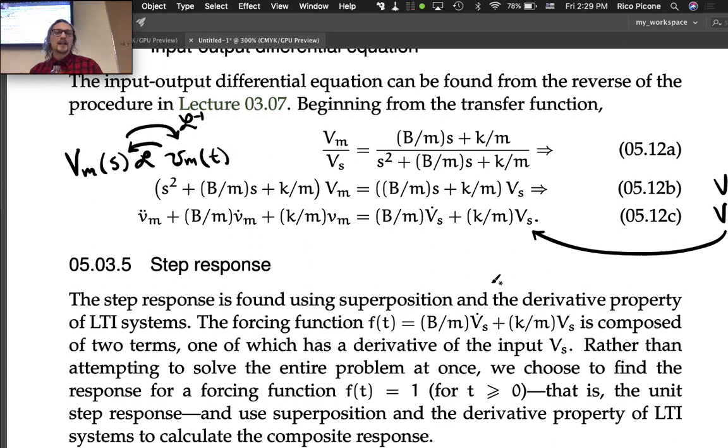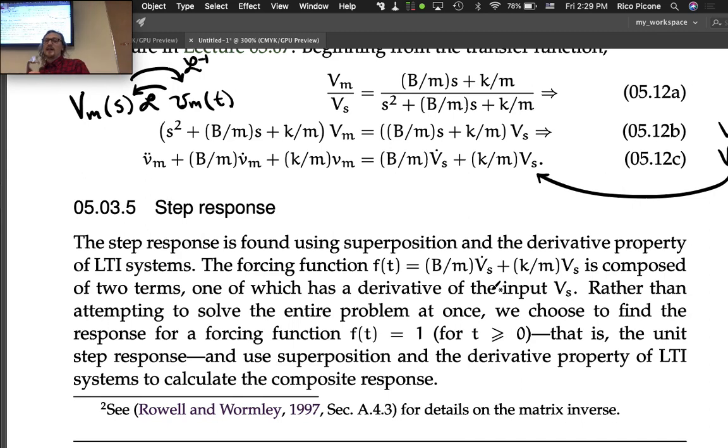Okay, so now we're ready to look at the step response. So we've got the input-output differential equation. The step response is found using superposition and the derivative property of LTI systems. This is the stuff we learned in the preceding, well, this is from 5.1, actually, superposition and the derivative property. So the forcing function is the right-hand side of the input-output differential equation, the side that has the input terms on it.